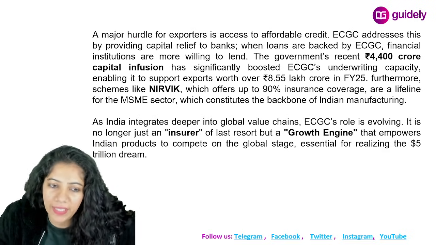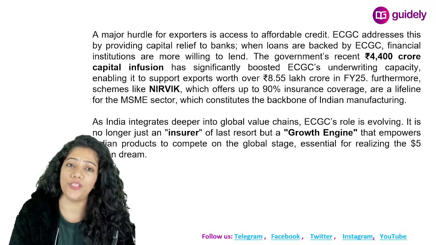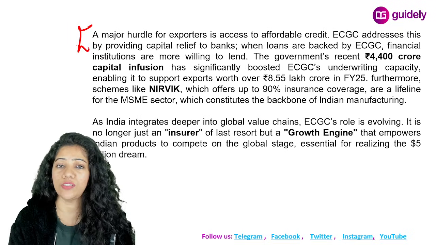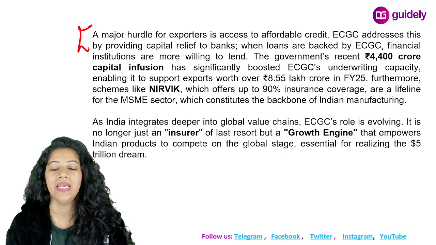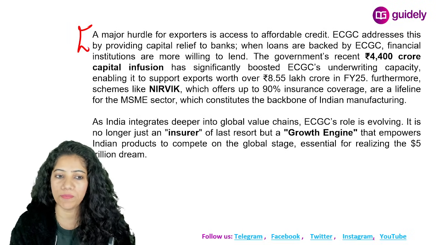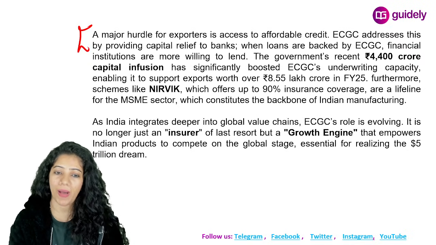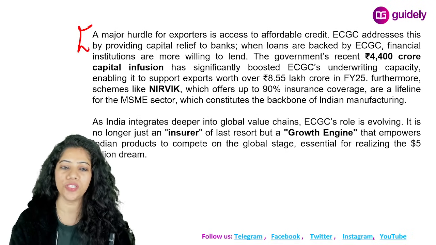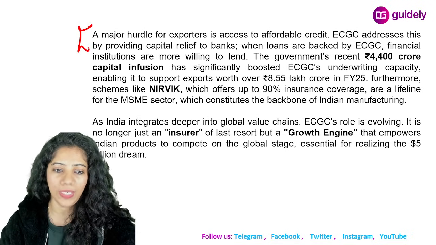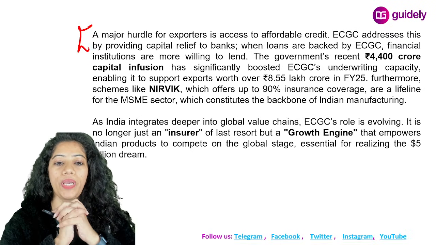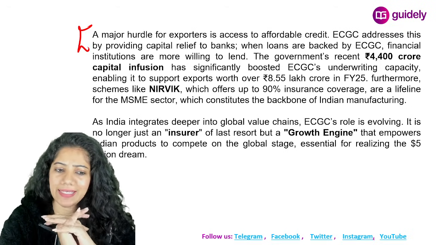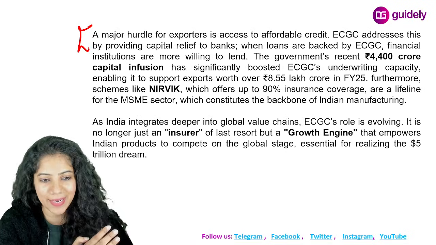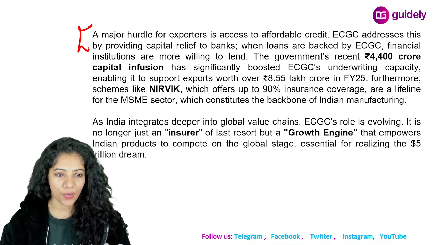So, next paragraph, where we talked about schemes and all. A major hurdle for exporters is access to affordable credit. ECGC addresses this by providing capital relief to banks. When loans are backed by ECGC, financial institutions are more willing to lend. The government's recent 4,400 crore capital infusion, which I wrote there, right? Now I think you can easily recall.